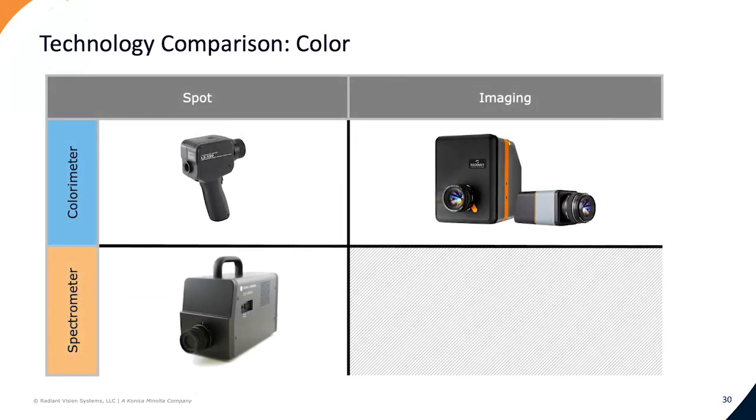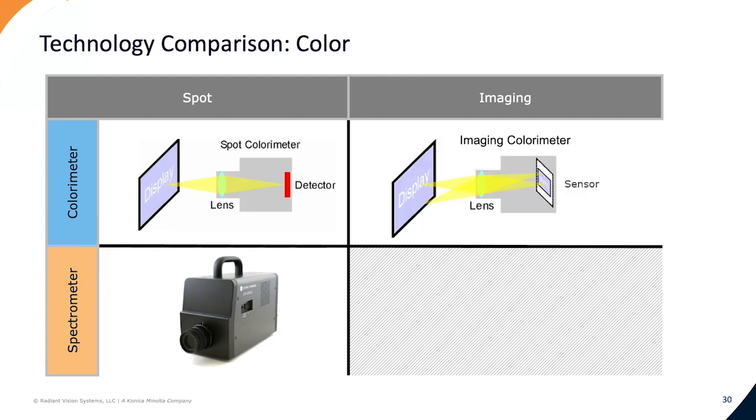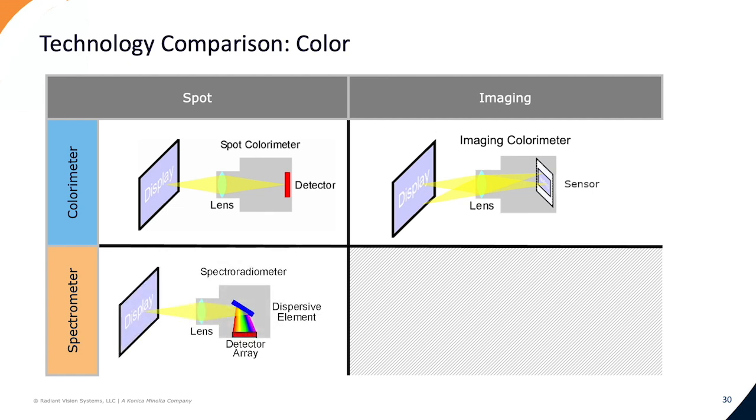We can also compare these metrology tools by looking at the way they measure color. Colorimeters use a filter-based system. The imaging colorimeter typically uses color filters with transmissions that match the tristimulus curves we discussed earlier in the presentation. This allows us to accurately measure color as perceived by the human eye. Spectrometers break up light into its components so that we can get the entire spectral power distribution.